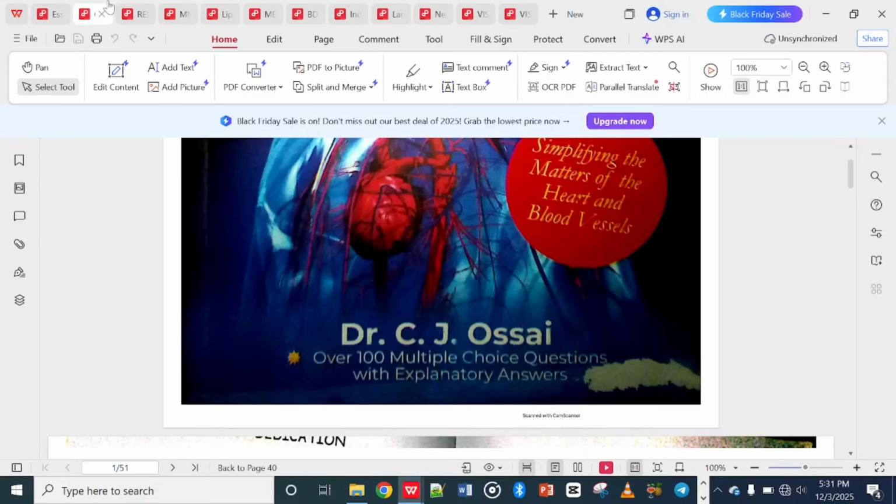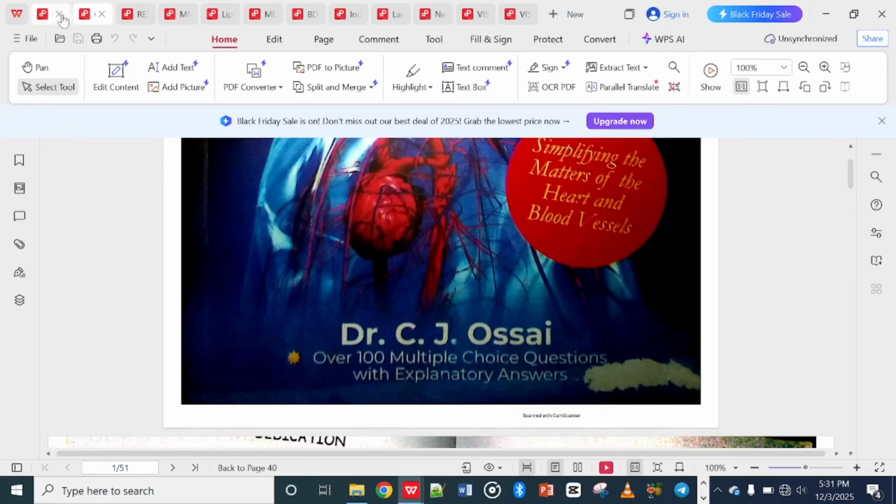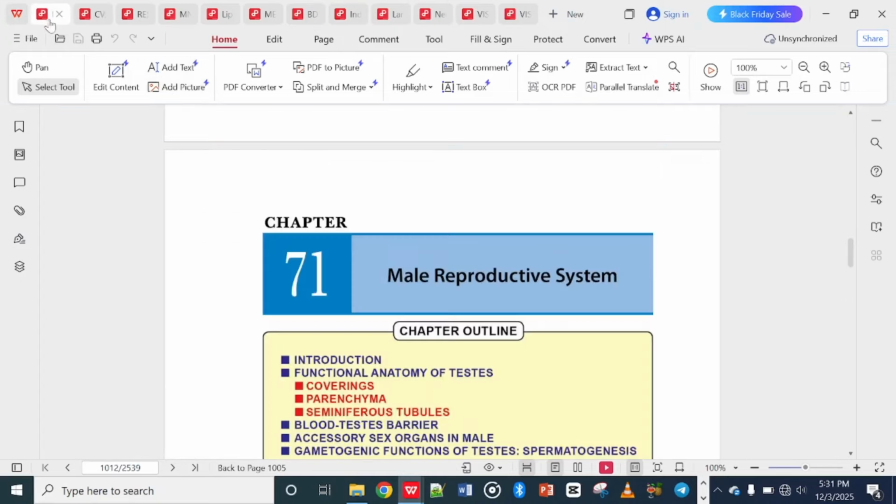So if you don't really have the energy to read this Essentials of Medical Physiology, because if you notice, this is over 2,539 pages, or maybe you want a summary, something in a summarized form, then you can use this other physiology textbook. But if you want to get an in-depth understanding, you read this Essentials of Medical Physiology by Sembulingam.